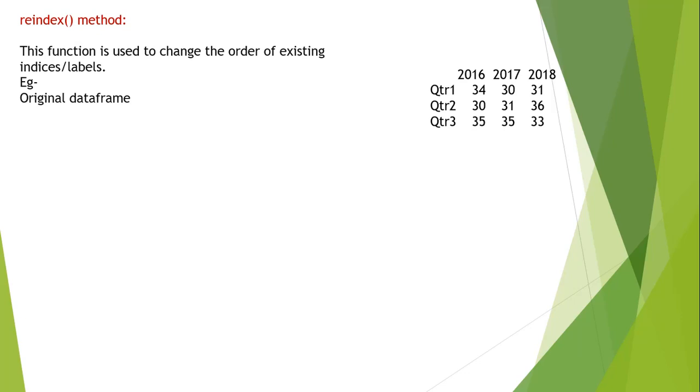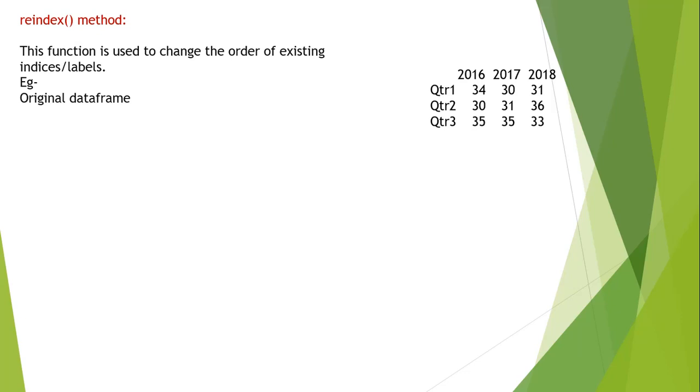Now we have the next method, that is the reindex method. This function is used to change the order of existing index labels. That means if you already have the indexes in the data frame and you want to change their order, suppose the index is given like 1 2 3 4 5, and we want to change the indexes to 5 1 4 3 2, that can be done using this reindex method.